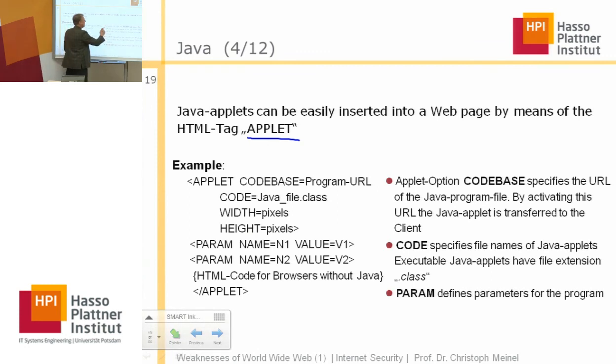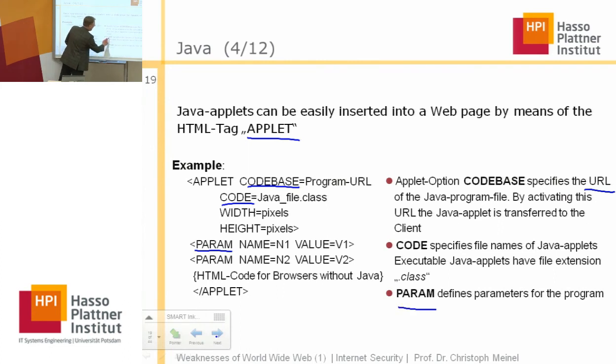The code base in the applet option specifies the URL of the Java program file. By activating this URL, the Java applet is transferred to the client in the form of bytecode. This was the code base. The code specifies the file names of the Java applets, and the executable Java applets have the file extension class. Here, for example, you can see this.